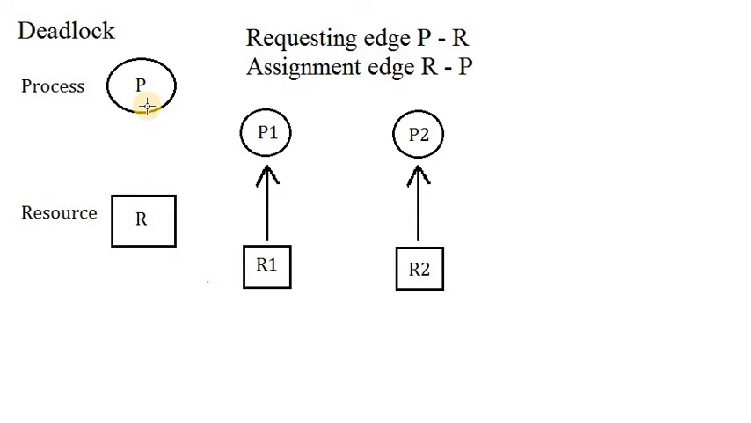To execute any process, first I need to place a request to the resource. To place a request, we need a downward arrow. That means the process is requesting a resource. That is why we place a downward arrow between the process and the resource. This downward arrow indicates that the process is requesting the resource, and this edge is called a requesting edge, between a process and a resource.